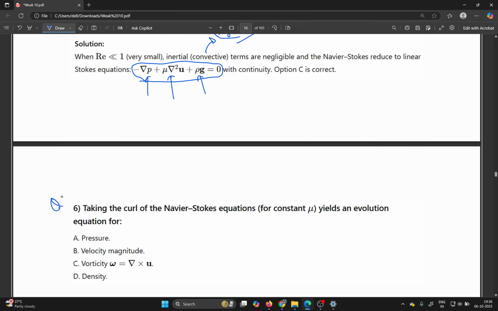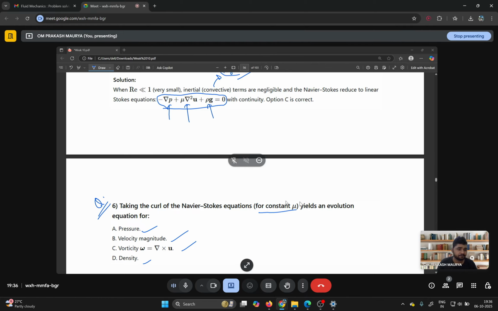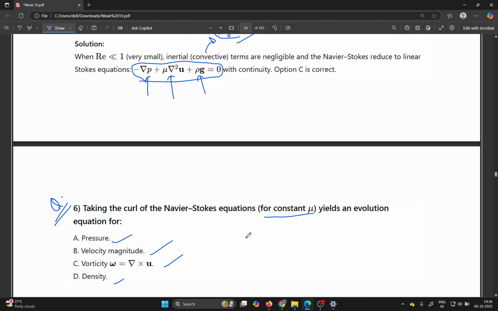Now let us move on to the next concept. Question number 6. Taking the curl of the Navier-Stokes equation for constant dynamic viscosity yields an evolution equation for pressure, velocity magnitude, vorticity or density. So you have the four options. Has anyone joined? Still no one has joined, so we'll move ahead. Just think about it.